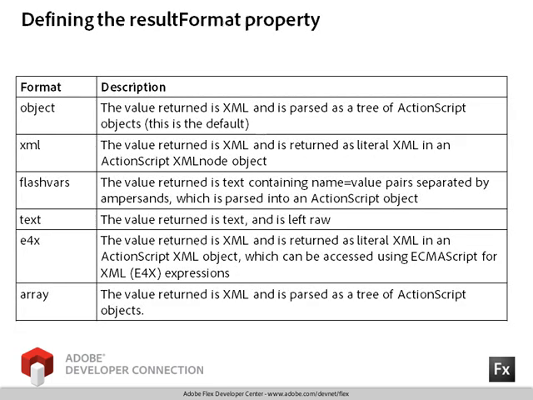XML data retrieved through the HTTP service object is, by default, converted into a tree of ActionScript objects. This is how we have and will continue to use it in this series. However, you can use the result format property to change the way that the data is handled in Flex. You can review these formats by accessing the Flex language reference in Flash Builder Help.